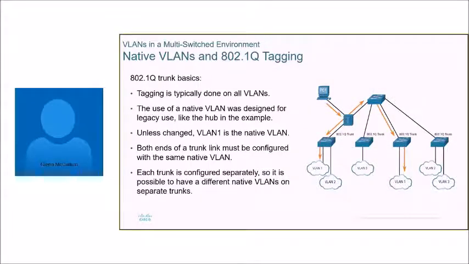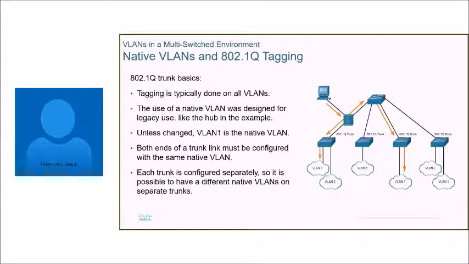Now, native VLANs, we did briefly mention them earlier. Now we'll see what it means. Tagging is typically done on all VLANs. The use of a native VLAN was designed for legacy use like the hub in the example. Unless changed, VLAN 1 is the native VLAN. Both ends of a trunk link must be configured with the same native VLAN.